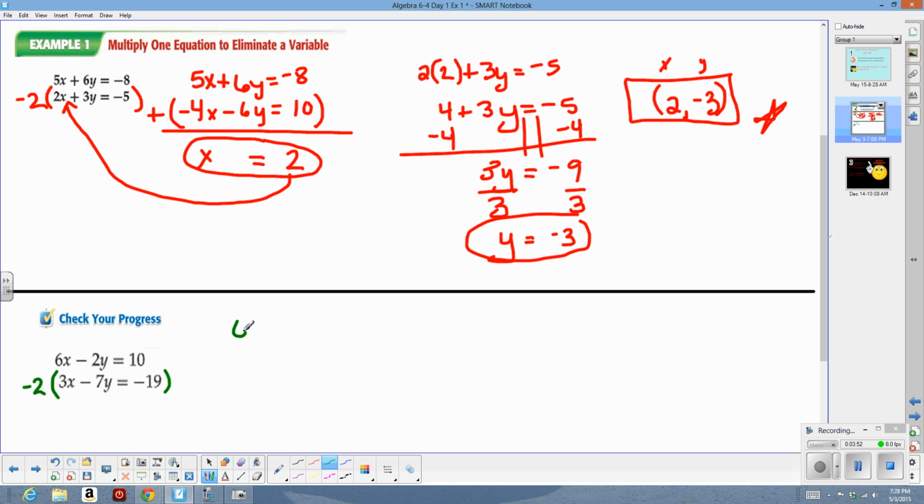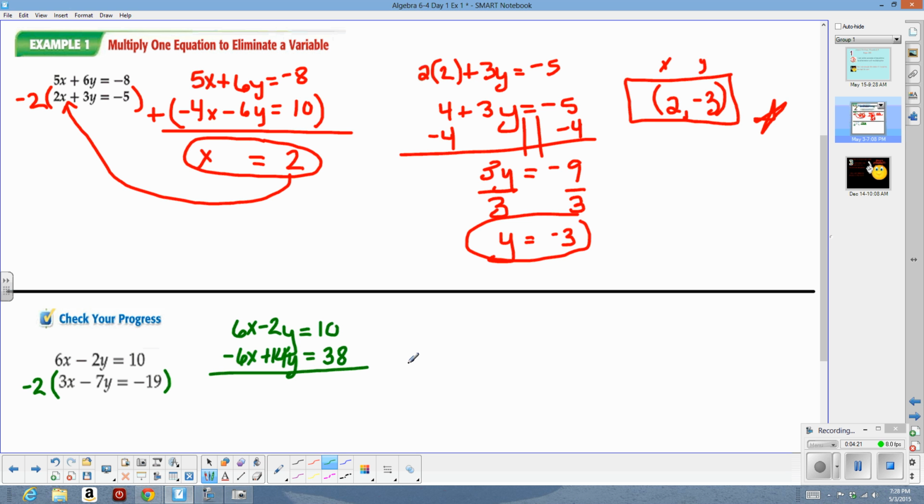So the top equation is going to stay 6x minus 2y equals 10. The bottom equation is going to be -2 times 3, which is -6x. And then -2 times -7y is +14y. And then -2 times -19, that's going to be a +38.